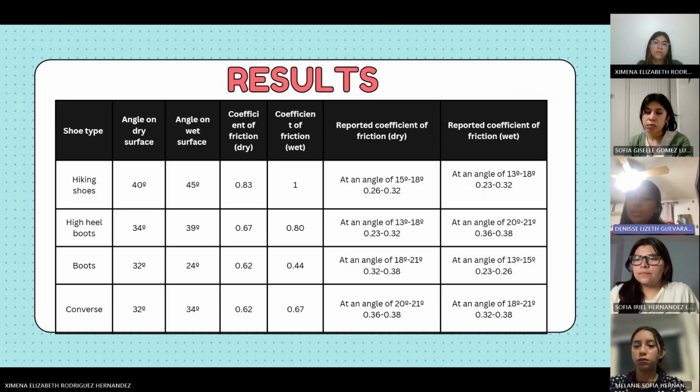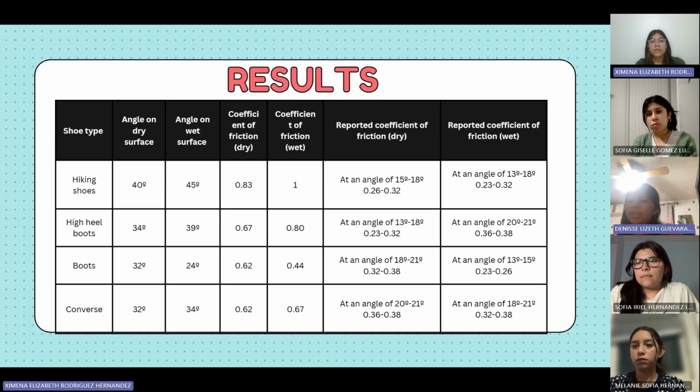For hiking shoes, the dry coefficient of friction was 0.83. For high heel boots, it was 0.87. For boots, 0.62. And for Converse, it was the same, 0.62. Then for the wet coefficient of friction, the hiking shoes were 1, the high heel boots 0.80, the boots 0.44, and the Converse 0.67.